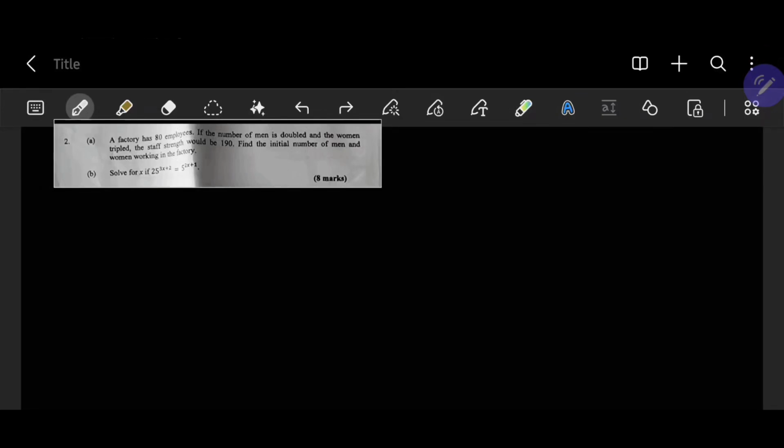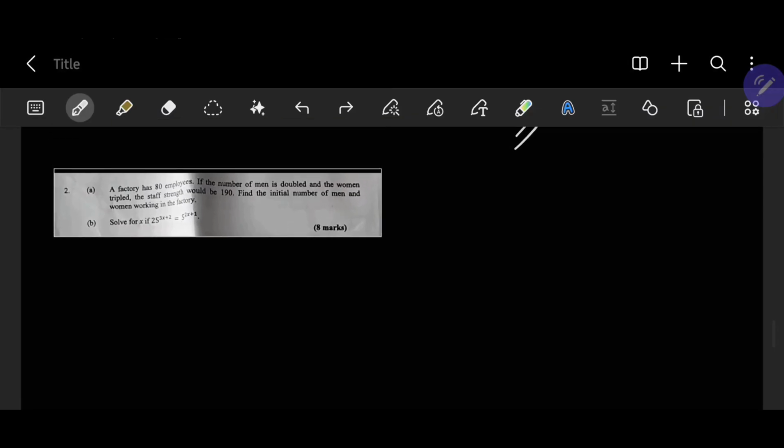We are told that a factory has 80 employees. If the number of men is doubled and the women tripled, the staff strength would be 190. Find the initial number of men and women working in the factory.